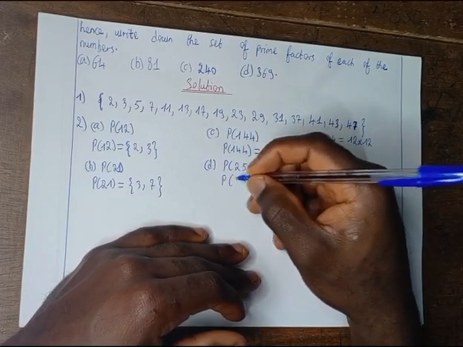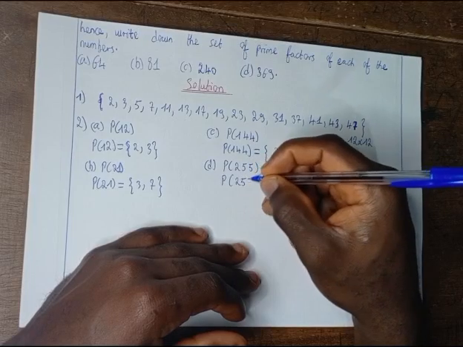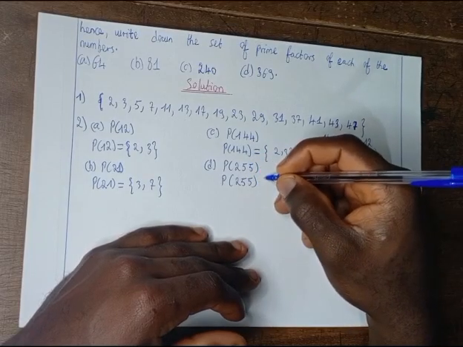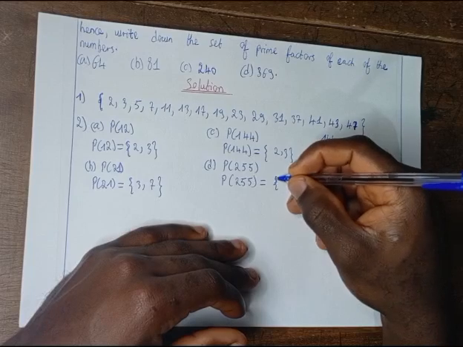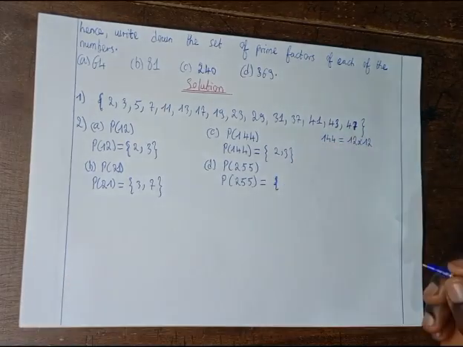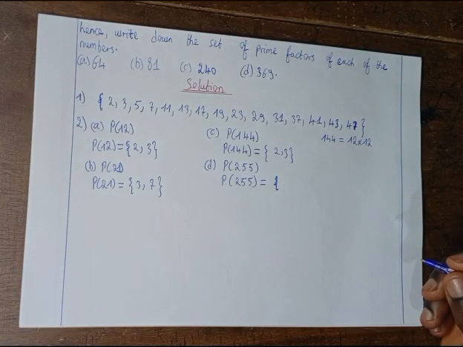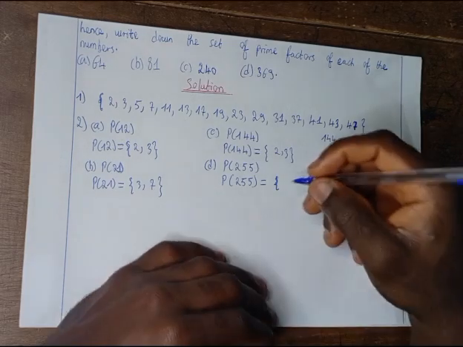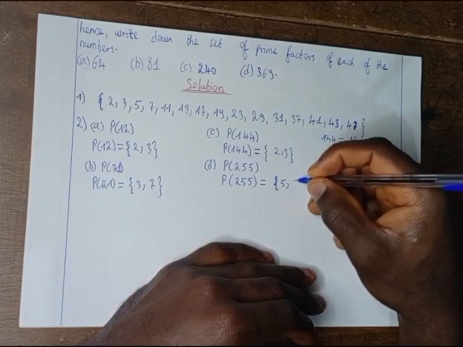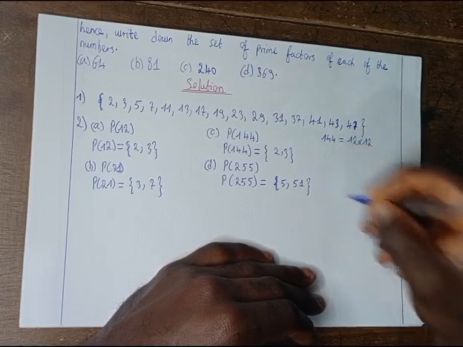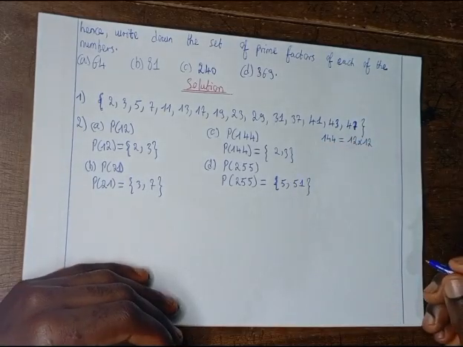This will simply give us P of 255. If we divide 255 by 5, it gives us 51, and 51 is a prime number. So the prime factors of 255 will simply be 5 and 51. We are done with question 2.